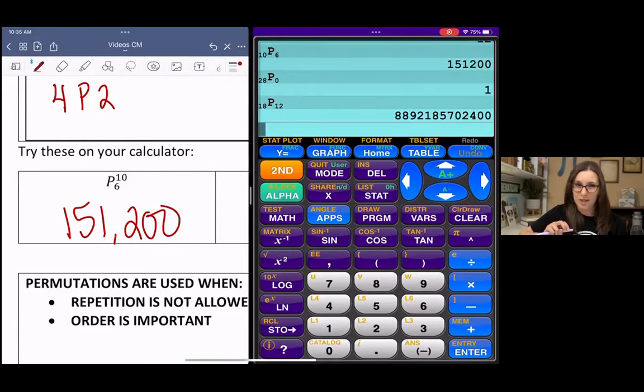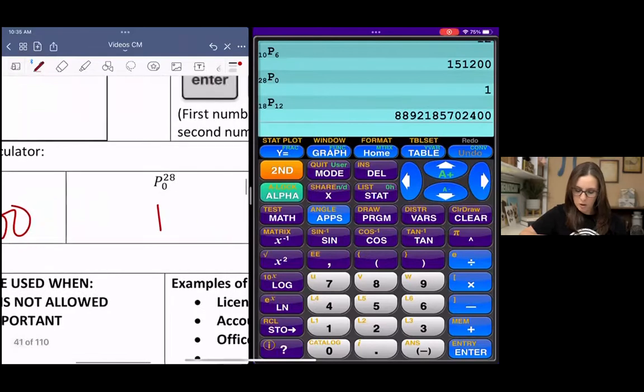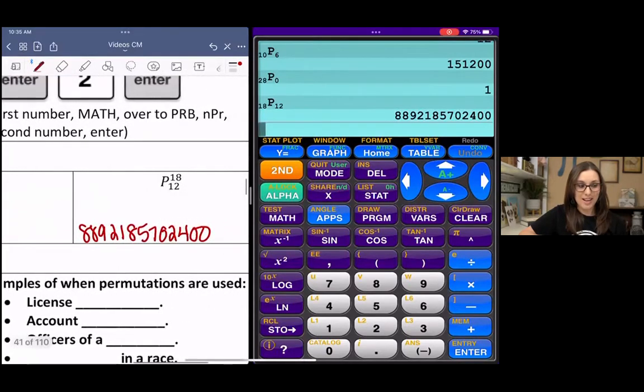And then on your first one, you're going to get 151,200. There's that big number I'm talking about where doing it by hand might be a pain. And then on the next one, 28 choose 0. There's only one way you can choose 0. And then this last one, look at that number. That is a huge number.